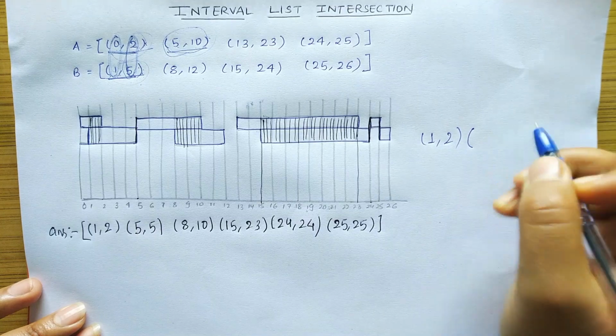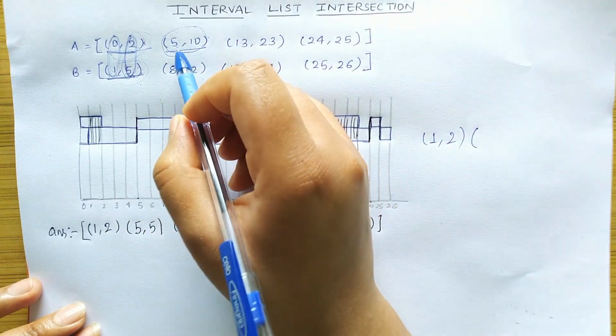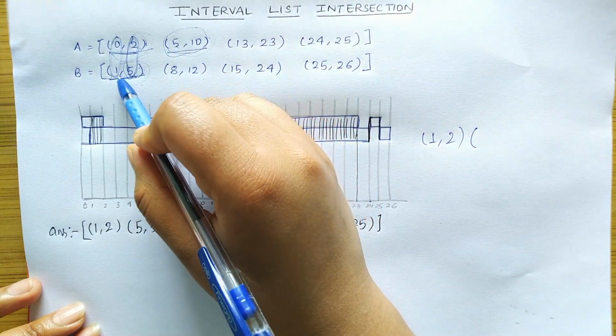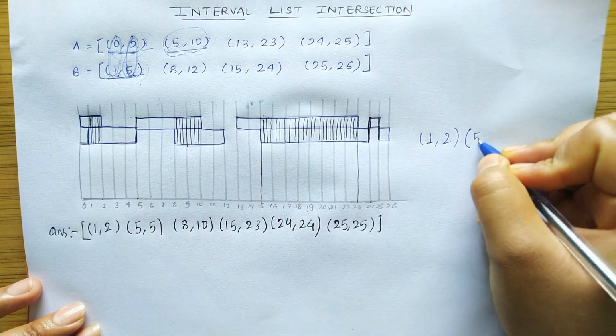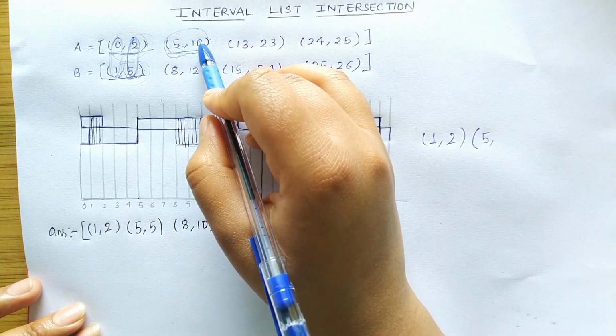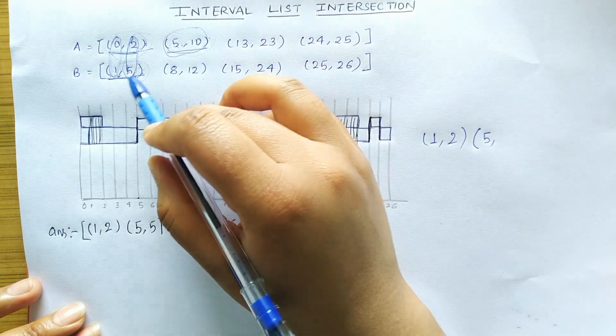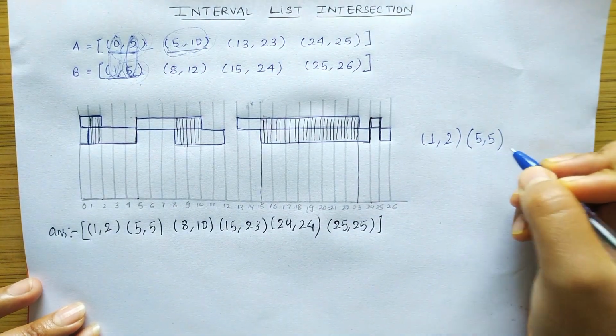So for that, we will find out the interval. So 5 and 1 will be compared, and whatever is maximum will be taken from these two, and maximum is 5. And for 5 and 10, whatever the minimum is, that will be taken. So 5. So this will be our next answer.